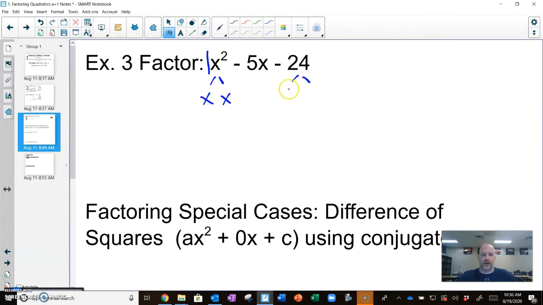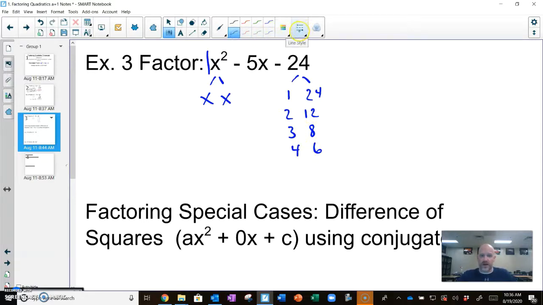What are all my factors of 24? Well, there's going to be a lot for this one. I've got 1 and 24. I have 2 and 12. I have 3 and 8. I have 4 and 6. And then that's all the factors I've got, so really only 4. But 4 is a lot.